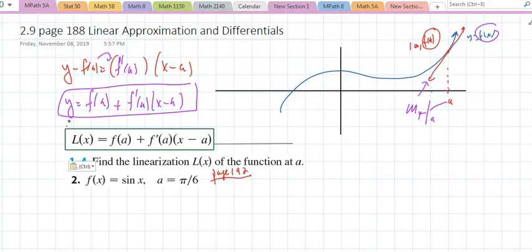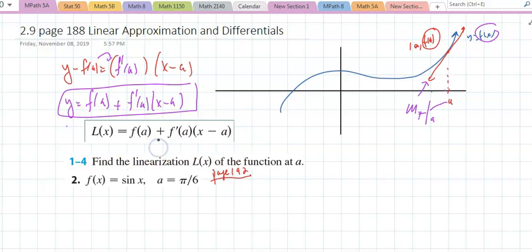Guess what? That's pretty much half of this section. Actually, a bit more than half. There it is. That's the big secret. So that's what linearization is. Nothing more than the equation of a straight line. Alright? And now what we're going to do, we're going to use that.